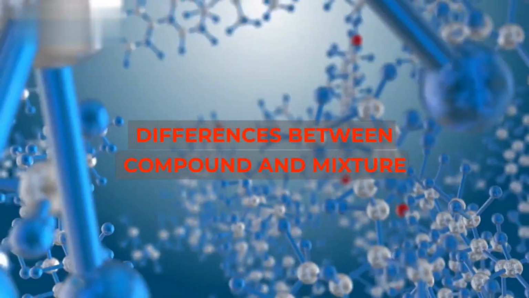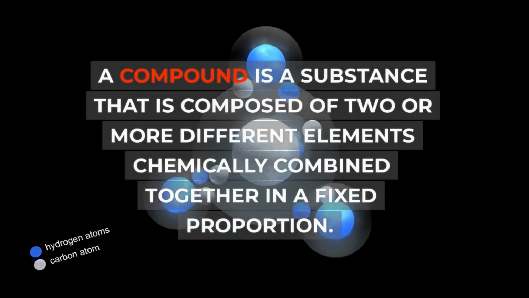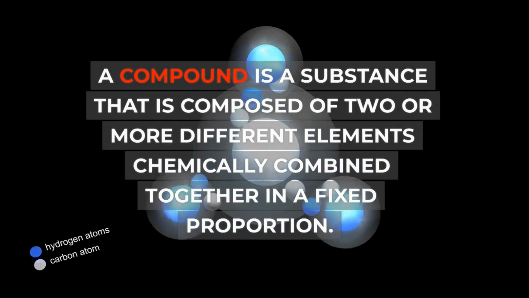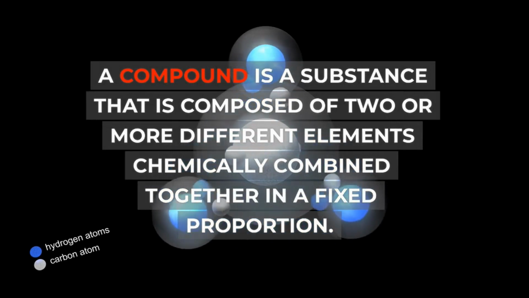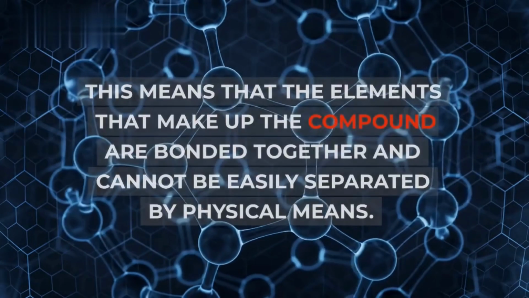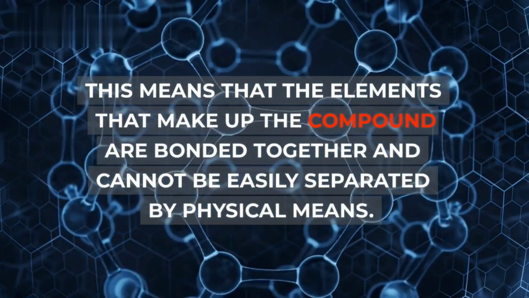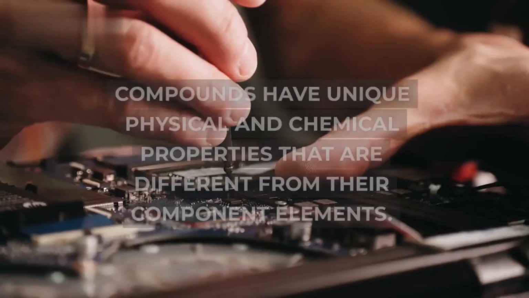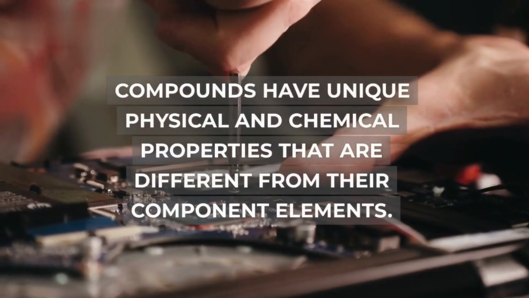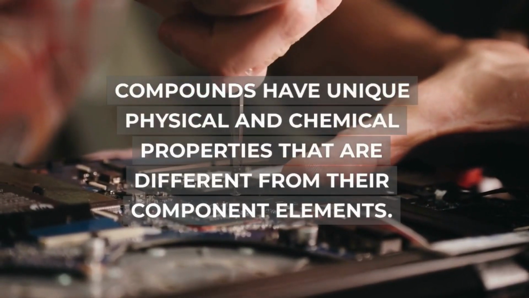Differences between compound and mixture. A compound is a substance that is composed of two or more different elements chemically combined together in a fixed proportion. This means that the elements that make up the compound are bonded together and cannot be easily separated by physical means. Compounds have unique physical and chemical properties that are different from their component elements.